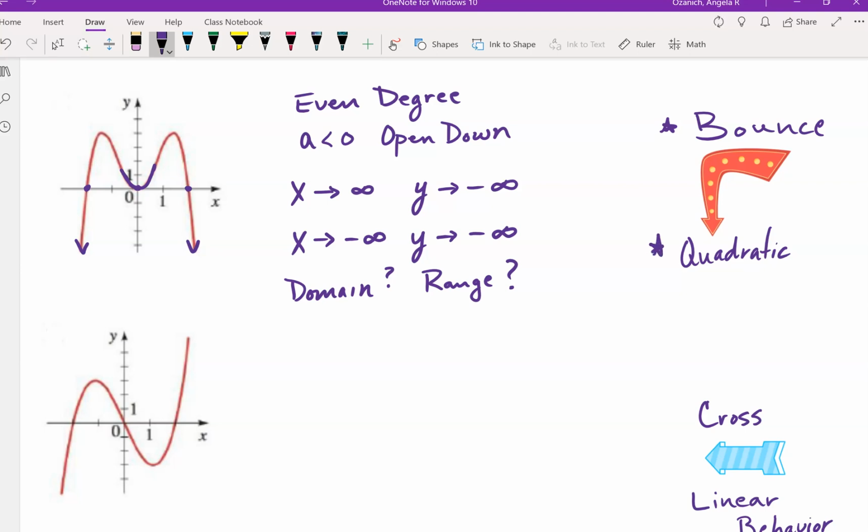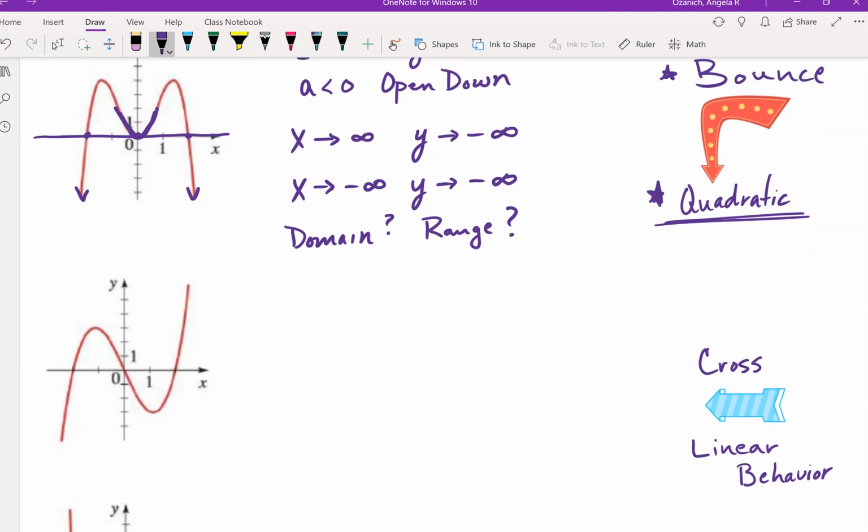And again, this idea of a bounce, where I have behavior that is quadratic, is happening right here. This is a bounce. It's where it comes and touches our x-axis and then rebounds off of it, either from the top or it could happen from the bottom as well. So that's going to be a bounce. That's going to be our quadratic behavior. All right, let's keep going.